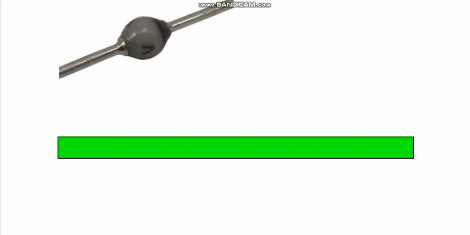Apart from this, there are other diodes like transient voltage suppressor, gold doped diode, constant current diode, step recovery diode, vacuum diode, varactor diode, and PIN diode.